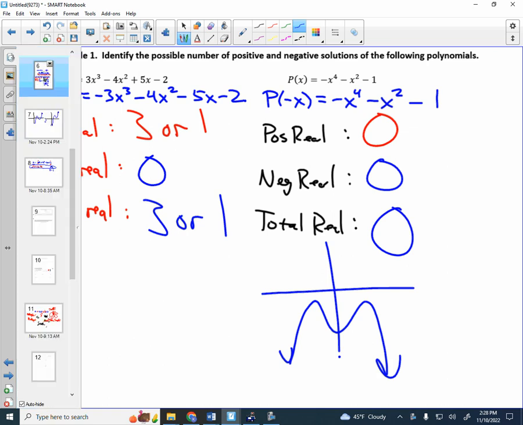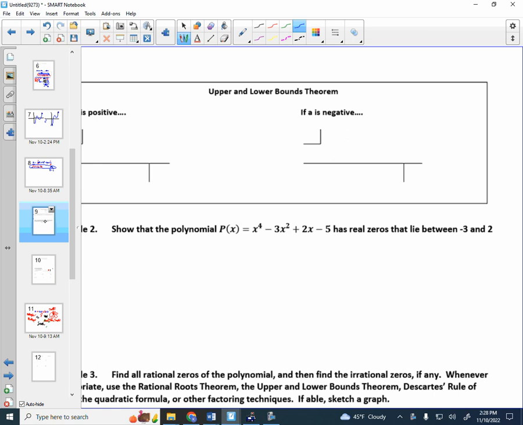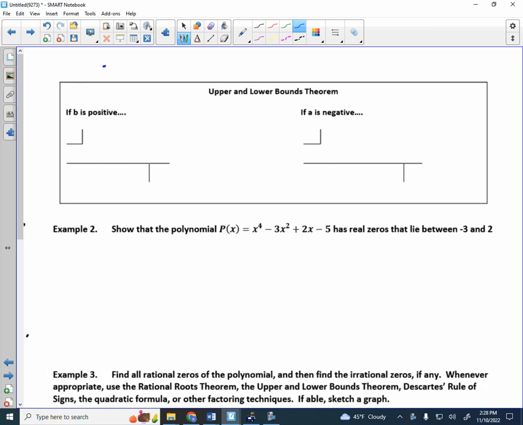Let's move on to something that's kind of neat, but you're not going to use it very much, so we're not going to spend a lot of time with it. So yesterday we looked at numbers like, say, negative 24, negative 12, negative 8, negative 6, negative 4, negative 3, negative 2, negative 1, 1, 2, 3, 4, 6, 8, 12, 24. Remember when we listed all those?